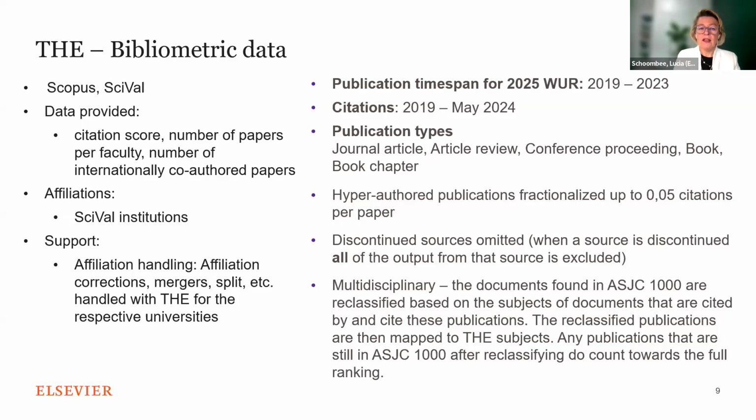The data that is used is for a 5 to 6 year evaluation period. So the publications for the 2025 World University Ranking are between 2019 and 2023, for example. So if we're in 2025, it will always be 2 years back. The reason for that is that publications need time to accrue citations. So they never take the current date there.